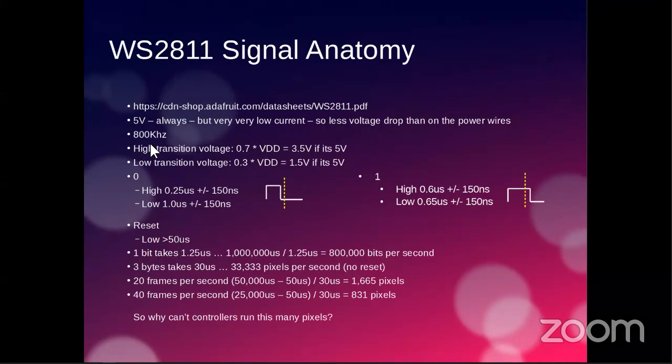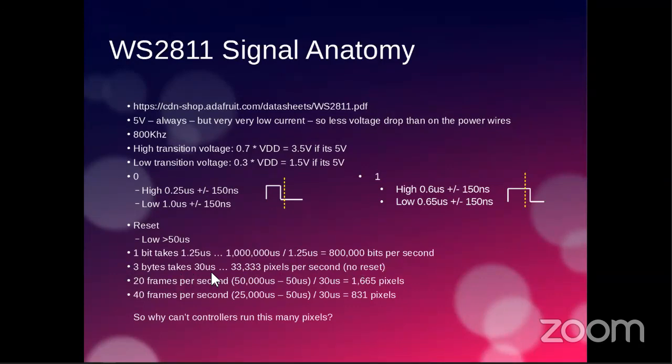And so you can do some math here with all of these numbers and work out how many pixels you can theoretically run. If 1 bit takes 1.25 microseconds, then that works out as roughly 800,000 bits per second that I can send down the wire. And if I need 3 bytes or 24 bits to actually represent a pixel, then it's going to take about 30 microseconds, which means I can drive about 33,000 pixels per second down a piece of wire.